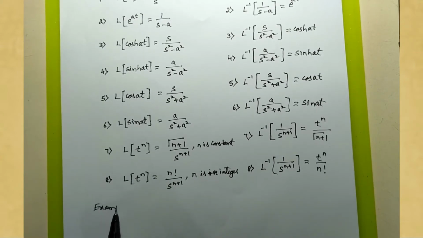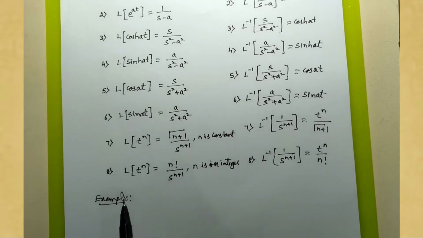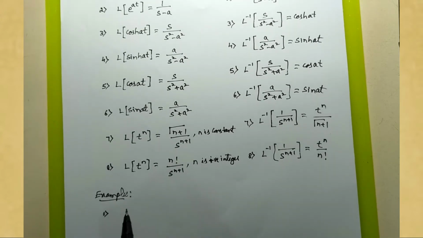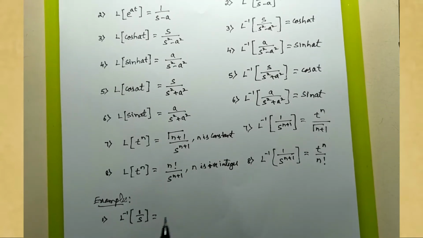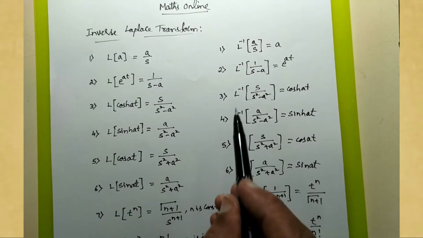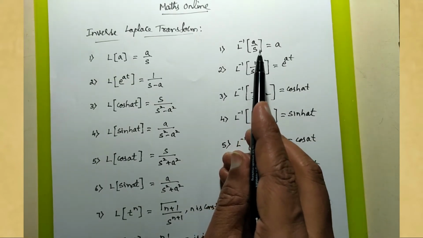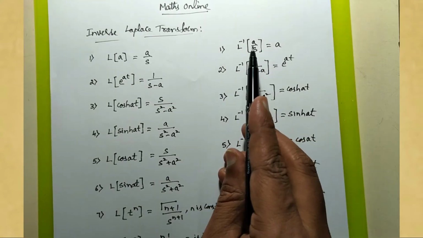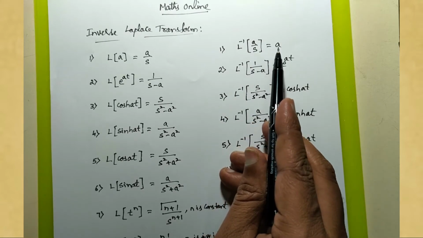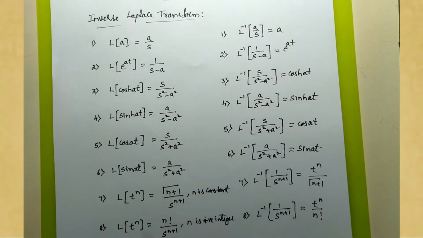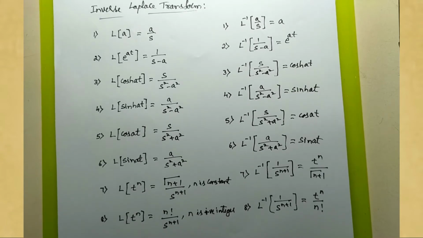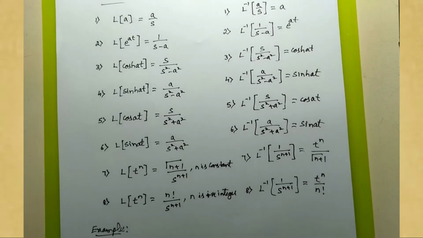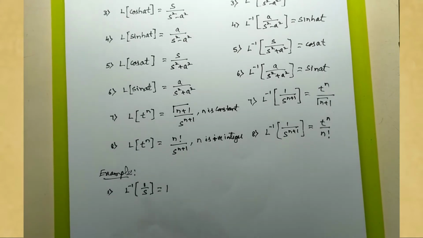Some basic examples. So let me take inverse transform of, say, 1 by s. According to the formula, inverse transform of a by s will be a. That means whatever numerator value is there, you have to write. Now in the same way, for inverse transform of 1 by s, the numerator value will be 1. So that will be the required solution.